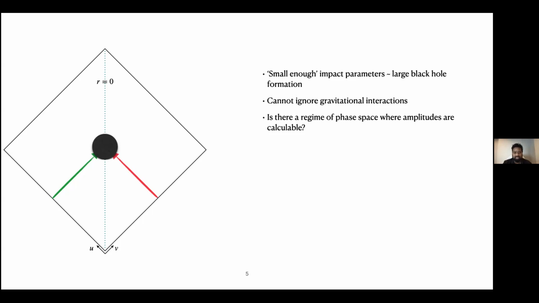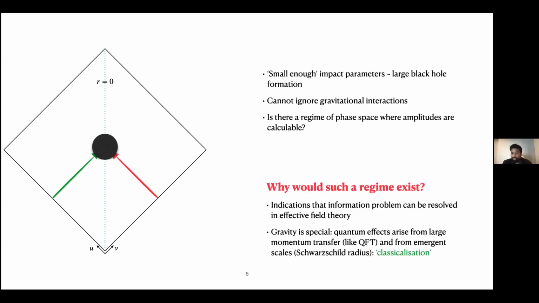So the question is, is there a regime of phase space where amplitudes are calculable in effective field theory? The first question, of course, is why would we expect such a regime to exist? There are a couple of reasons. One of them is that, firstly, the information paradox is a problem for large black holes. So you expect that it can be resolved in some version of an effective field theory. For all of you who followed the island proposals and so on, there are a lot of indications that this is indeed true, that we expect this problem to be resolved in effective field theory.